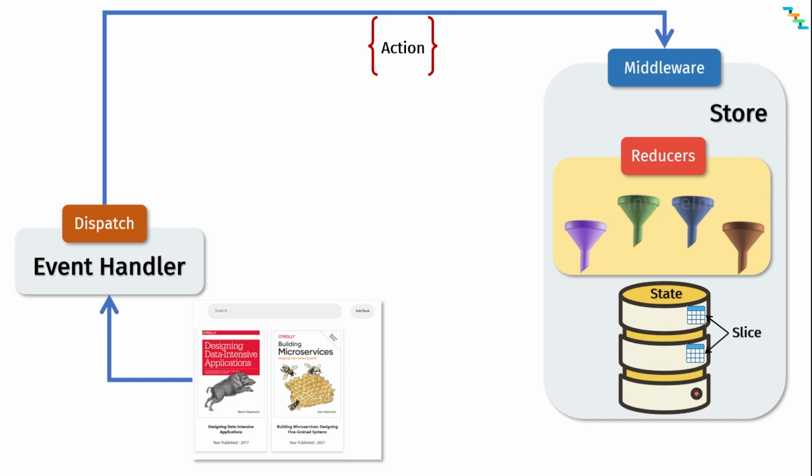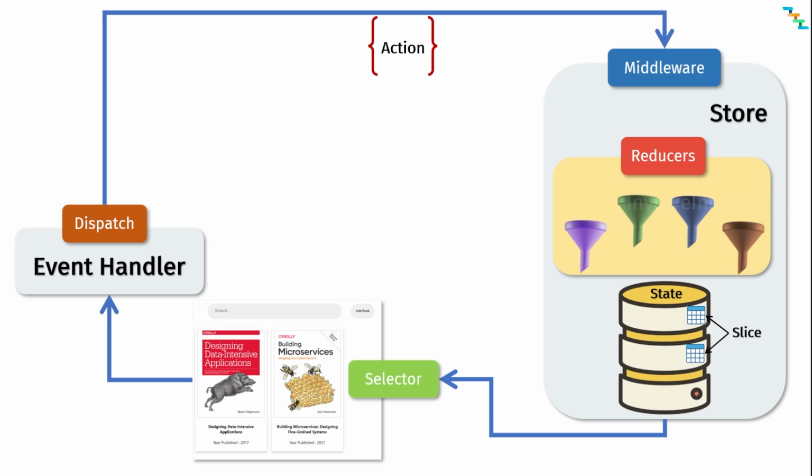The store is the centralized container in Redux, and it holds the application state and allows state updates via dispatch, and lets the app read the state via selectors. And here we have the middleware. Middleware is a function that intercepts actions before they reach the reducer, enabling additional logic like asynchronous calls or logging.